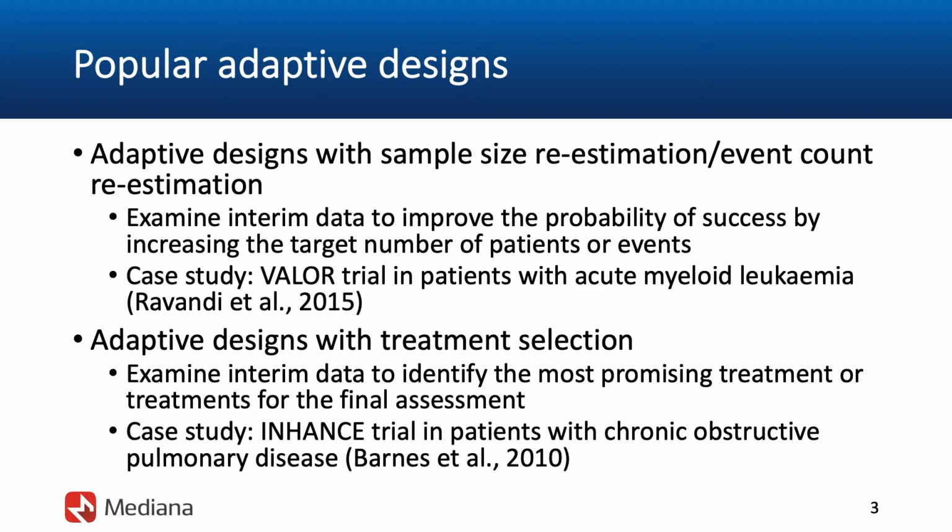And this class of adaptive designs will be illustrated using the ENHANCE trial in patients with chronic obstructive pulmonary disease that was published in 2010. And this may be, most likely, it is the very first phase 3 confirmatory trial that utilized this adaptive approach with an option to select the most promising treatments at an interim analysis.